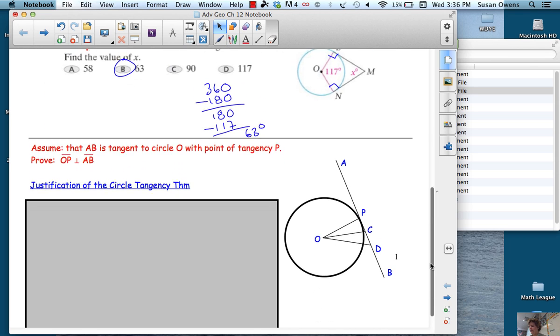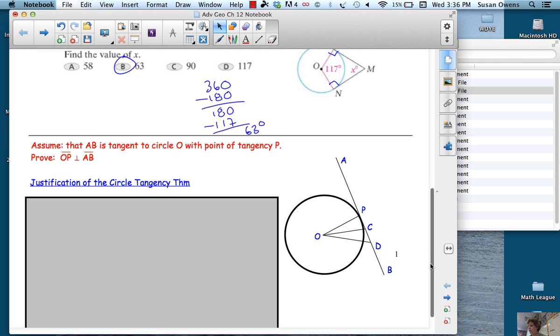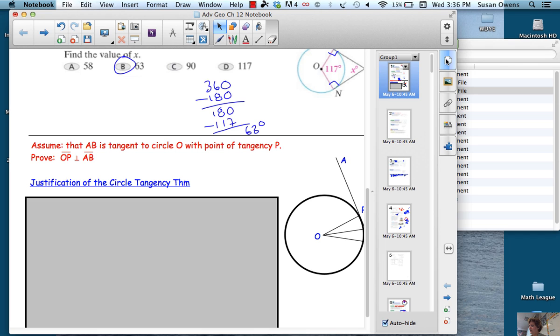I'm going to do a justification for the circle tangency theorem, so if you want to put this in your packet somewhere where you have space, you can do the drawing for it. So assume that AB is tangent to circle O with a point of tangency P. And what I'm going to do is justify that OP is perpendicular to AB. You're going to use an indirect proof. Okay, so I'll do that in class.